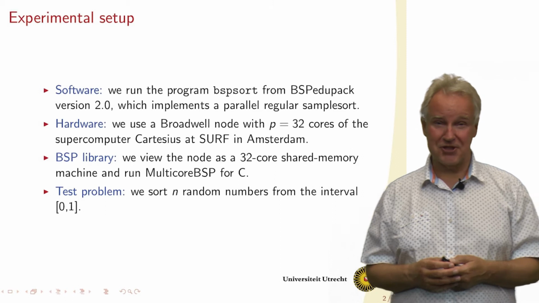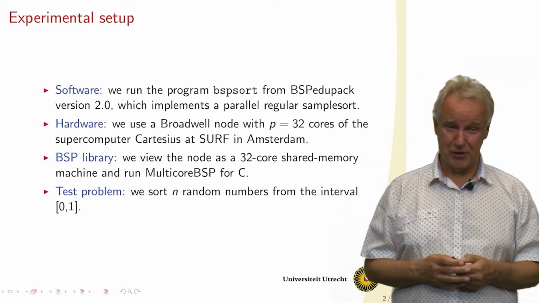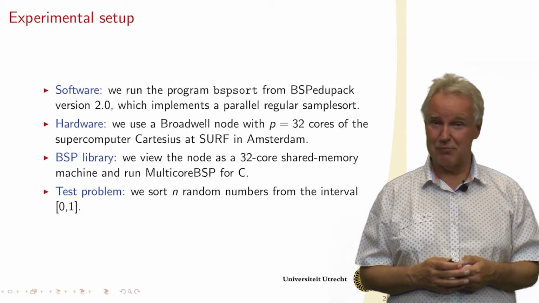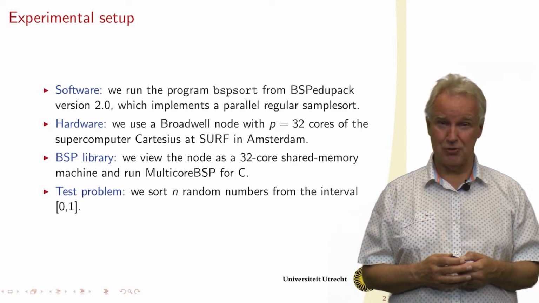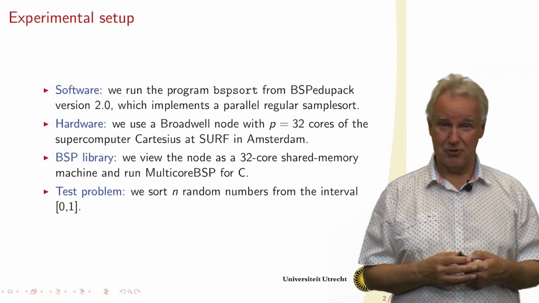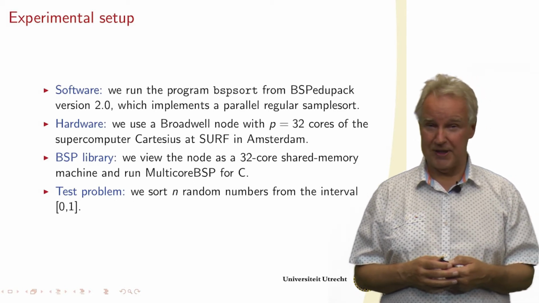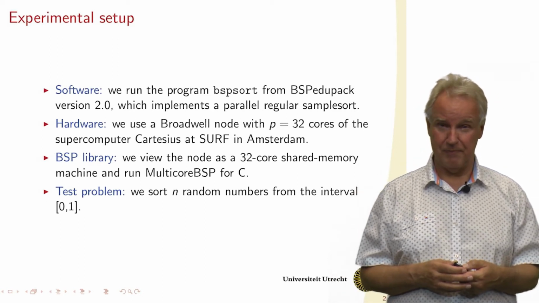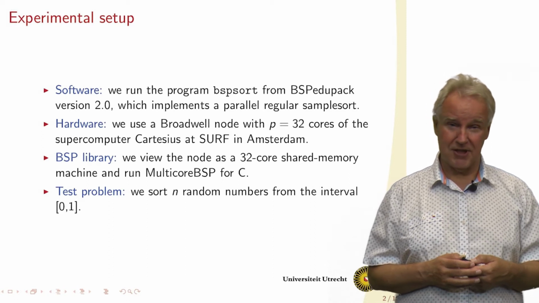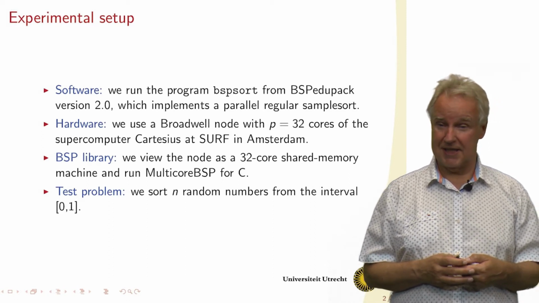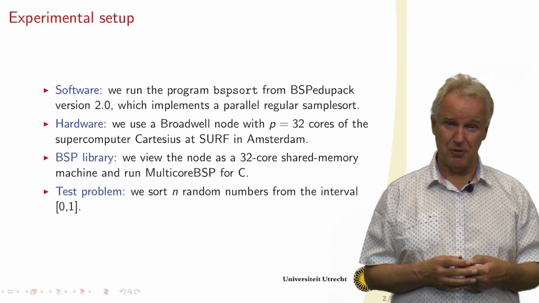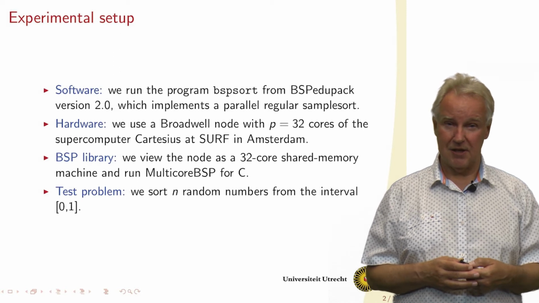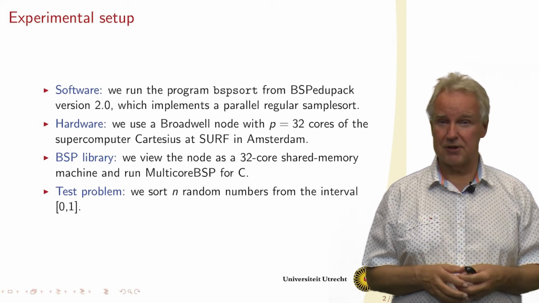So the experimental setup is, for the software, we use a program, BSP Sort, which is part of my library BSP EduPack version 2.0, which is the software connected to my book, and you can freely download it from my website with supplementary material for the book. The hardware is a single node of the supercomputer Cartesius, which is a supercomputer at SURF Computing Center in Amsterdam. It has 32 cores, this single node that we use.